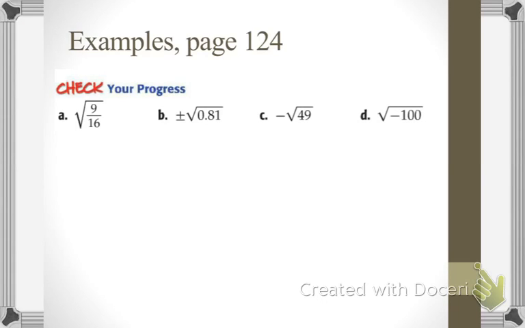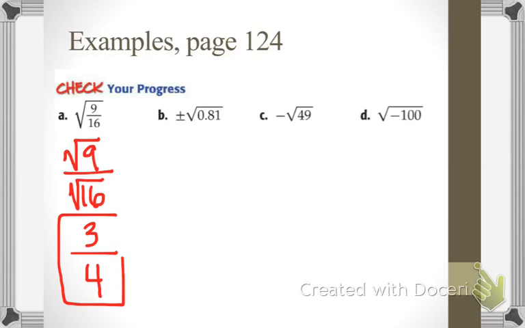Let's look at these examples. The square root of 9 over 16. Okay, when I have the square root of a fraction, I can split it up and say the square root of 9 over the square root of 16. So when I'm looking at this, I'm asking, what times itself gives me 9? 3 times 3 gives me 9, so that would be 3. And for 16, what times itself gives me 16? 4 times 4 is 16, so the square root of 16 is 4. So the answer to that one would be 3/4.